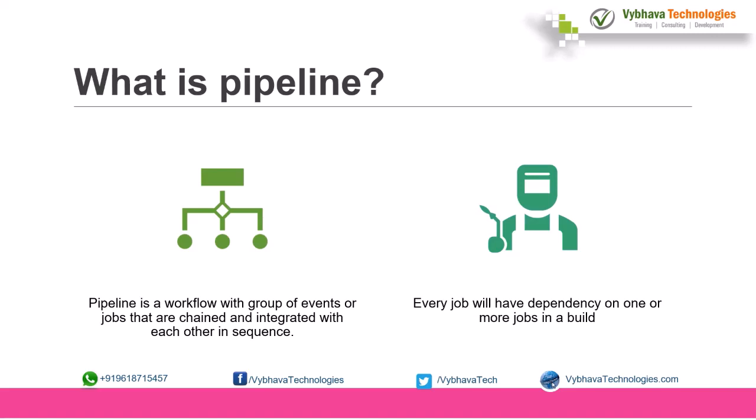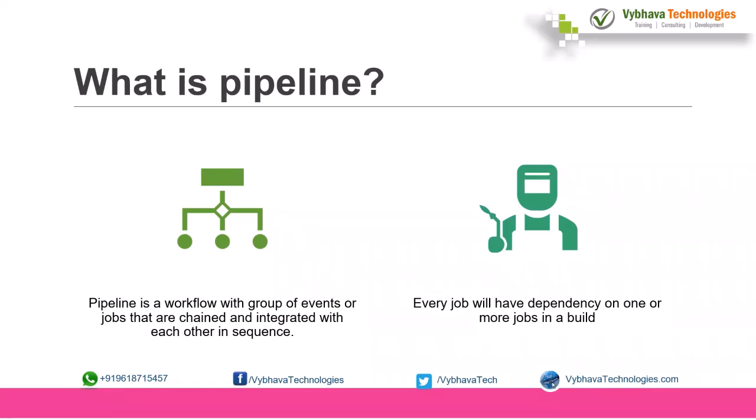So pipeline is a workflow with a group of events or jobs. Events means the triggering point, which I told you, there are 2 options. One is using the SCM. Second one is webhook. So that is an event. Then jobs, which we are going to create in Jenkins, are a chain, upstream, downstream. That is what we are going to call a chain.